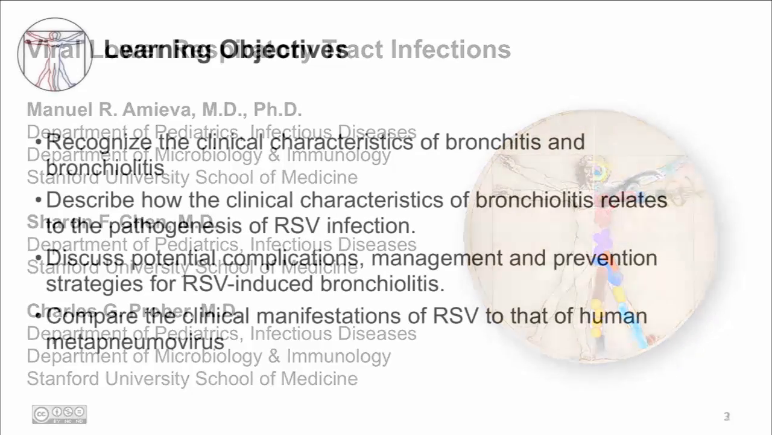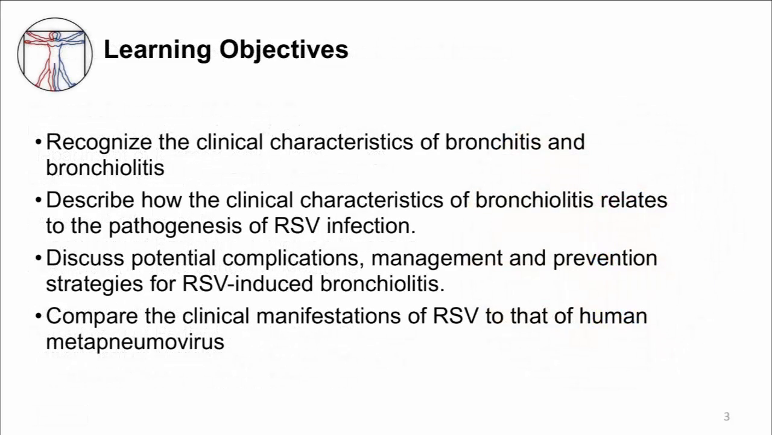The learning objectives are to recognize the clinical characteristics of bronchitis and bronchiolitis, to describe how the clinical characteristics of bronchiolitis relate to the pathogenesis of RSV infection, to discuss potential complications, management, and prevention strategies for RSV-induced bronchiolitis, and to compare the clinical manifestations of RSV to that of human metapneumovirus.